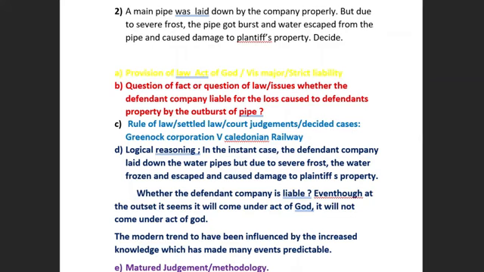So here what has been given? A pipe has been laid down properly by the company for the supply of water, but due to changes in the environment, there was heavy frost, so the water has been frozen, and by the pressure of the water, in one of the pipes, the pipe itself got burst, and the water escaped, and it has caused damage to the plaintiff's property. This is the case. These are the facts of the case.